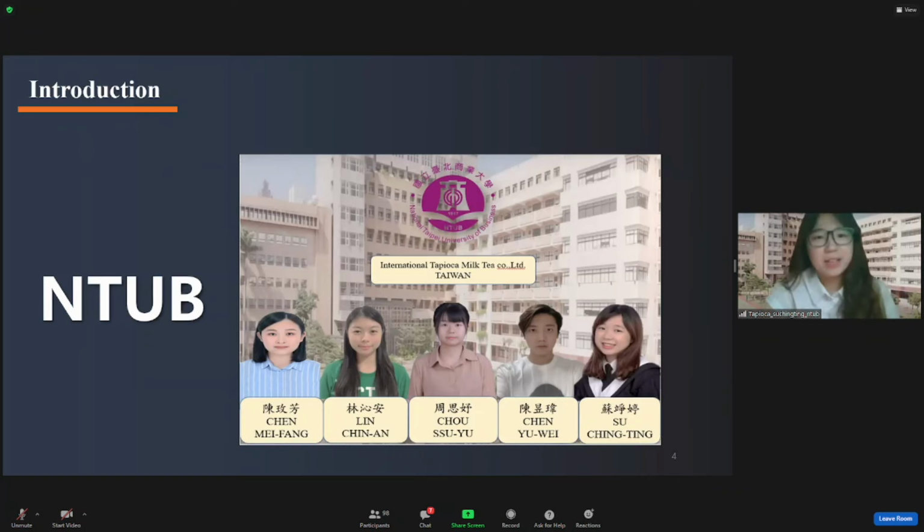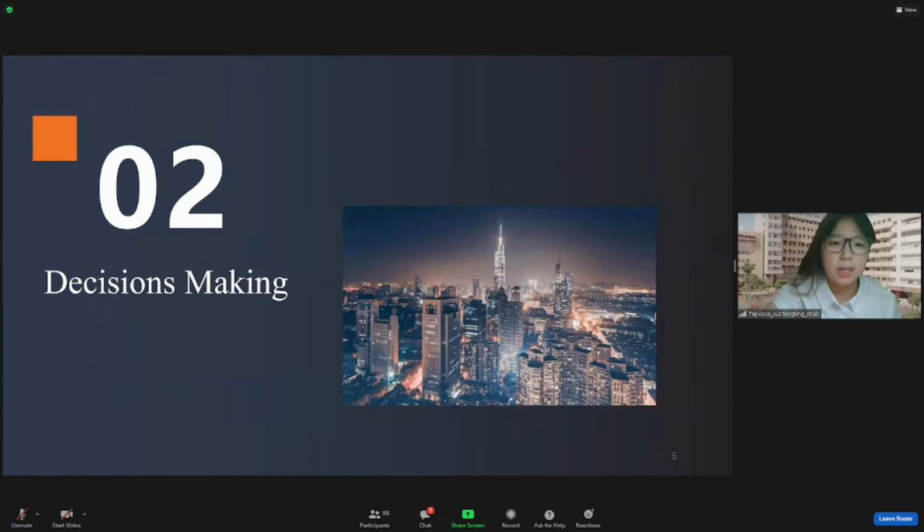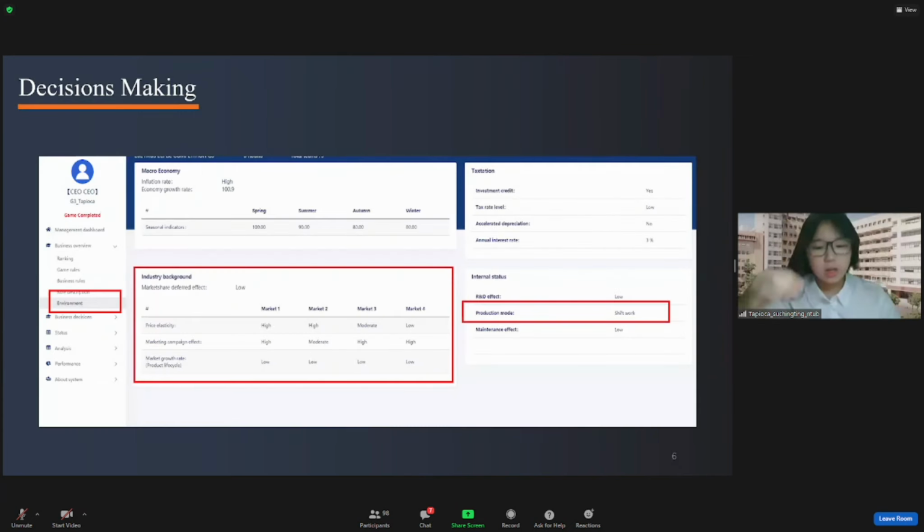These are our team members, and next we're going to move on to our decision making, how we make our decisions. Before we start, first of all, we assess the business environment, which would affect our future decision making. For example, the macroeconomic environment, such as economic growth rate and inflation. Especially for inflation, the higher the inflation rate, the more we raise our pricing. And another is the industry background.